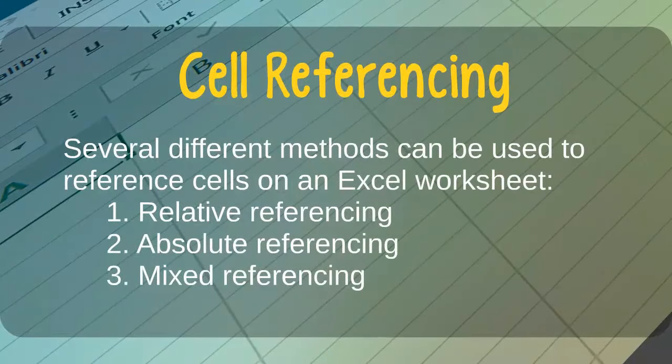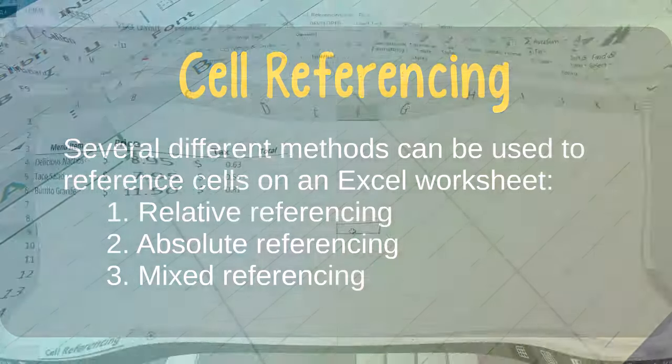Excel provides us with three different methods of referencing cells within our worksheet formulas. These methods are known as relative cell referencing, absolute cell referencing, and mixed cell referencing. Let's see examples of each of these methods.